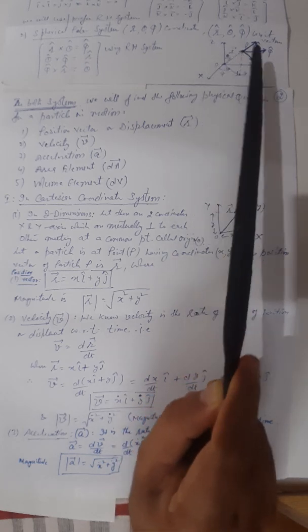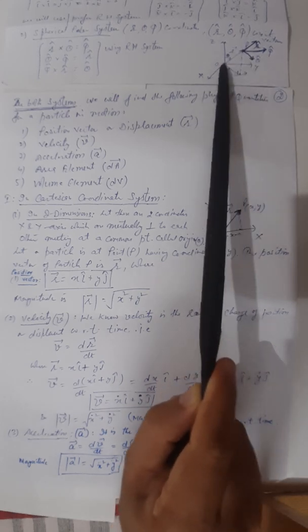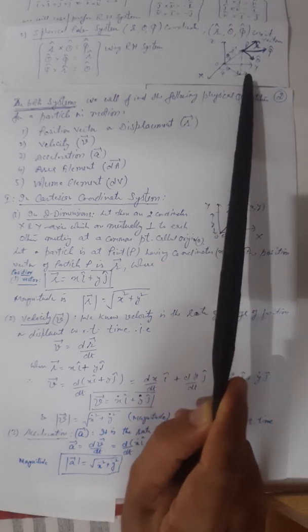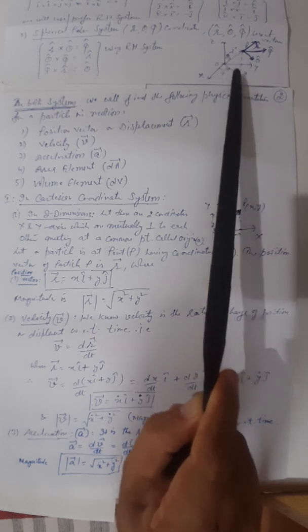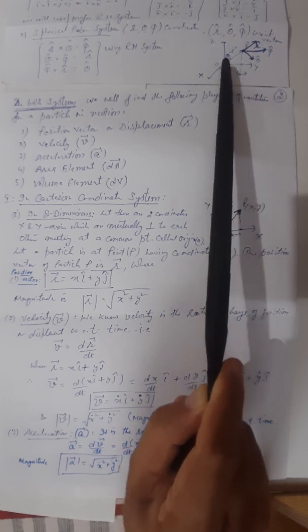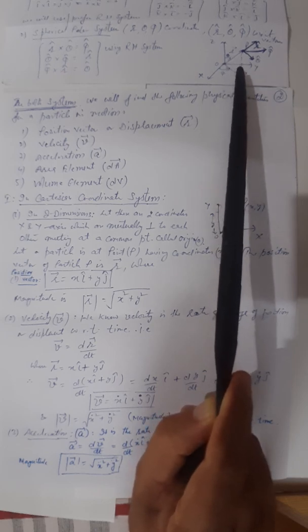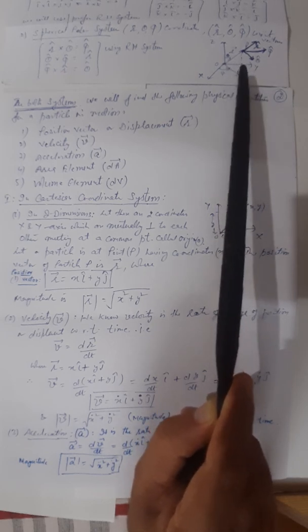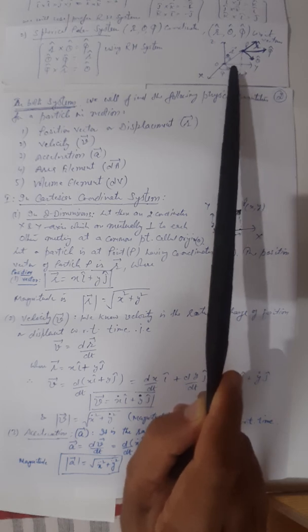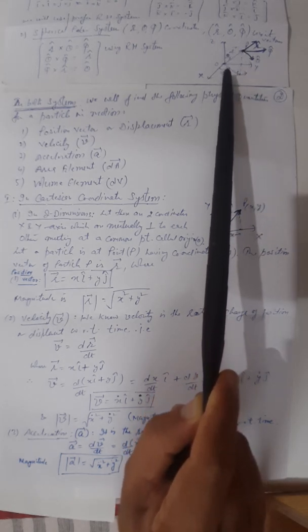Now, the projection of this OP vector in the xy plane, that is in the basement plane, is the projection of the r vector. The angle between this projection and the x axis is phi. So, this is the third coordinate or third component of the spherical polar system. This is r, theta and phi.